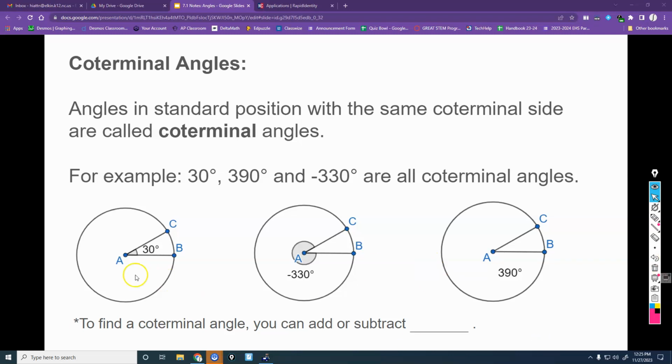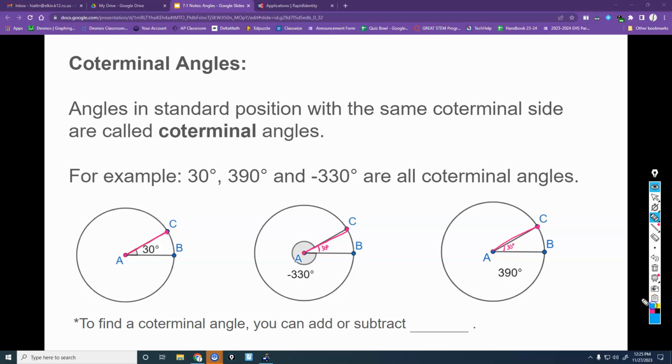So I just copied and pasted the same circle, although I think I made that one a little too big. I just didn't shrink it down enough. So these are all the same circle, right? This angle on every one of these circles, this angle right here is 30 degrees. And that terminal side, which would be this side right here, AC, is in the same position on all three of these pictures.